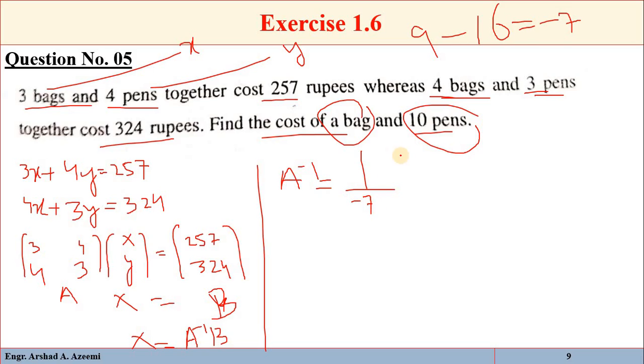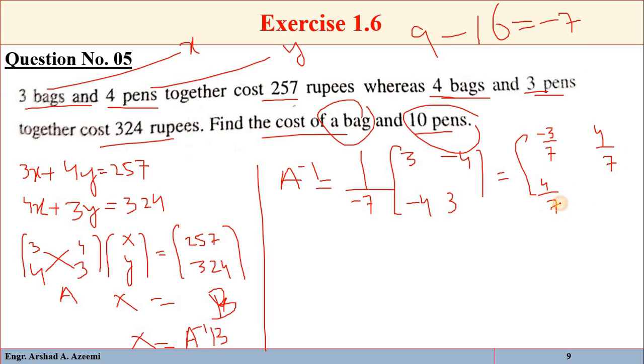And multiply by the adjoint of A. So interchange these two, that will be 3 and 3, and change the sign of these elements, minus 4 and minus 4. So the inverse will be equal to minus 3 divided by 7, 4 divided by 7, 4 divided by 7, minus 3 divided by 7. This is the inverse. Now we know that X is equal to A inverse B, so this one multiplied by this one.